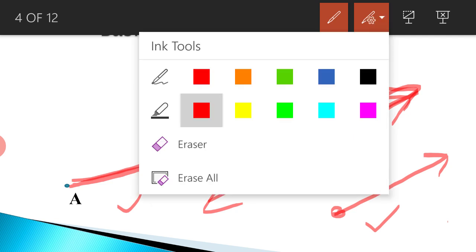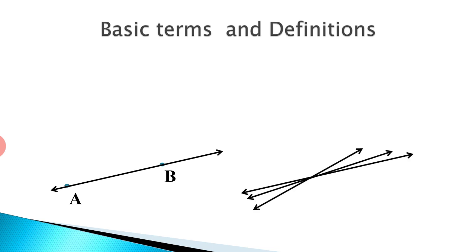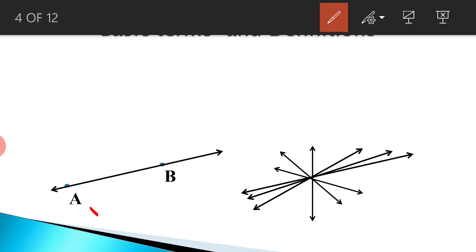Now, if I have 2 points, how many lines can pass through these 2 points? One and only one. There can be one and only one line passing through given 2 points. Can we have another line passing through A and B? No. Similarly, through a single point there can be infinitely many lines.